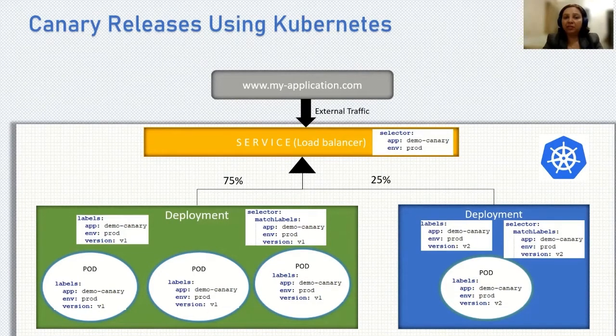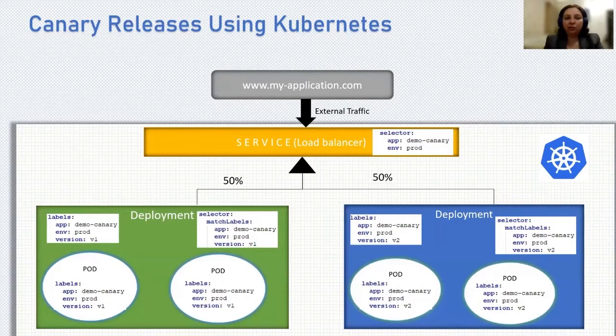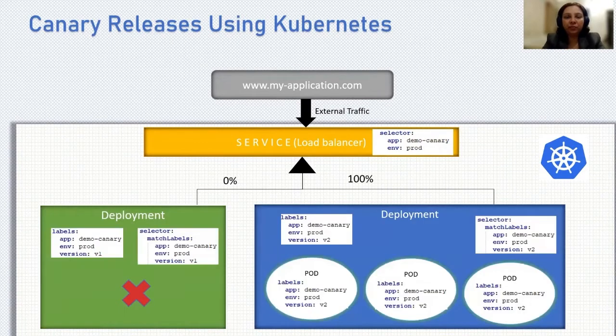You will have a service that load balances the external traffic to both these deployments. This service will have selectors that will only use the common labels between these two deployments. In our case, the service will use labels app and env. After ascertaining that the Canary release is fine, we can increase the traffic percentage to the new deployment gradually until we move the entire traffic from version 1 to version 2.